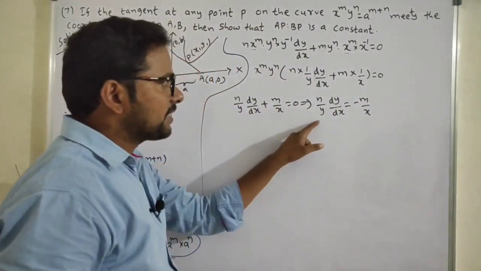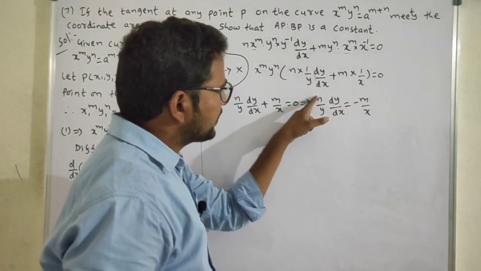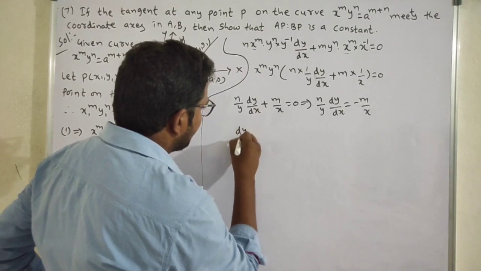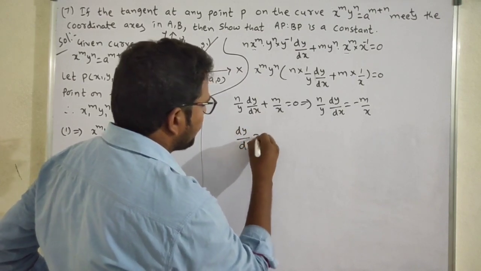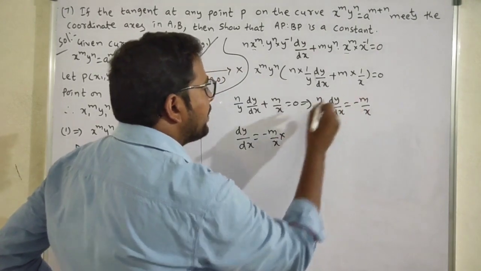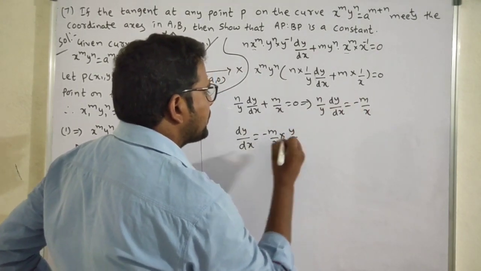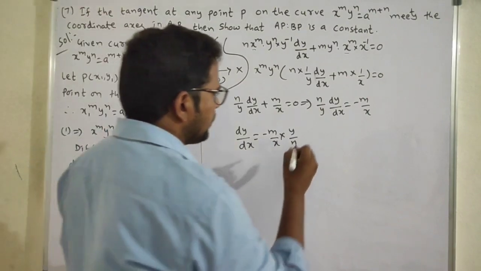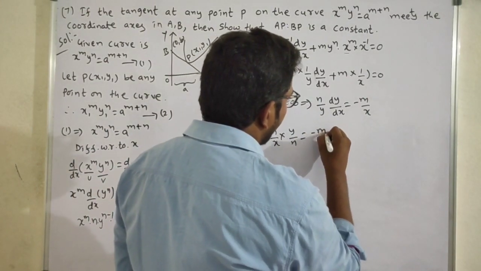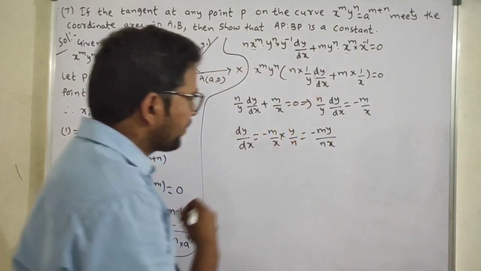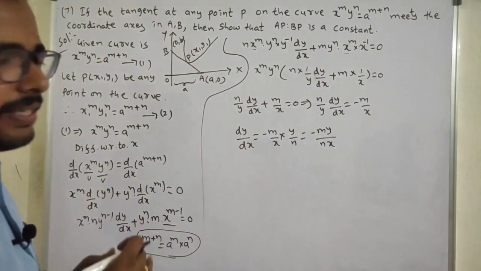Send this y also to the right side, it becomes into; send n to the right side, it becomes divide. So dy by dx is equal to, finally, minus m by x into y by n. This is dy by dx. dy by dx is equal to minus my by nx. Now this is the slope, dy by dx.